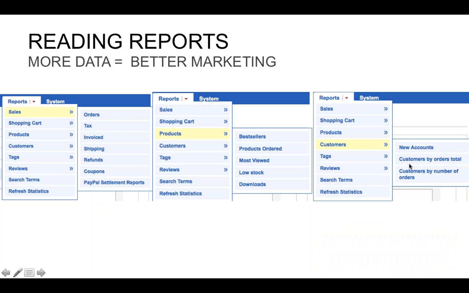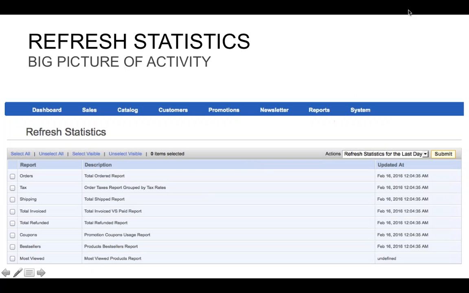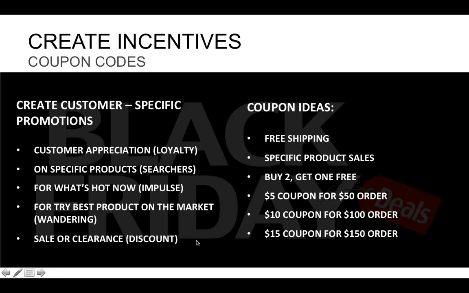Customers, again, you can run reports on them as well. New accounts, customers by order total, customers by number of orders. And what that simply means is you can look at the people that are buying, by the amount of money that they've spent on a single order, or the number of orders that they've made. This is going to help you to identify who your loyal or repeat customers are. When you click at the bottom, refresh statistics, it's the big picture of every activity. So you can run reports on orders, tax, shipping, invoice, refunded, coupons, bestsellers, most viewed, etc.